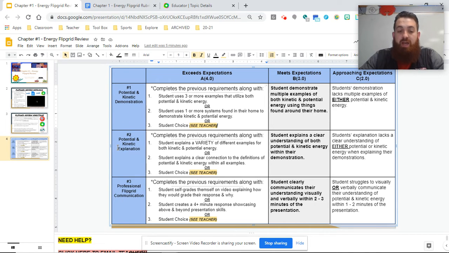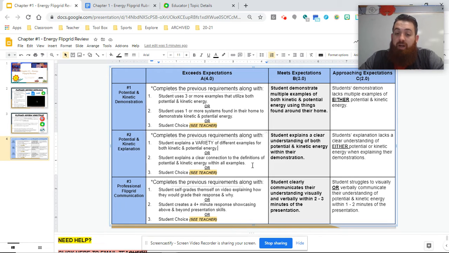Potential and kinetic energy explanation. Again, you complete everything in this box, you get the meets, that's that B, that 85%. If you complete one of these things in the A, you'll obviously get the 100% from this component. So let's look at it. Student explains a variety of different examples for both kinetic and potential energy. So this is where I see a variety of different things used for potential and kinetic, not just some of the same things over and over again, okay?